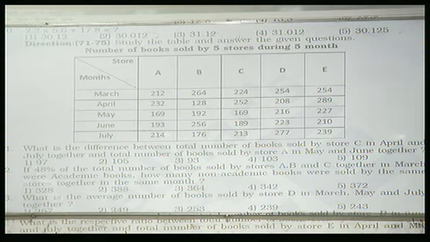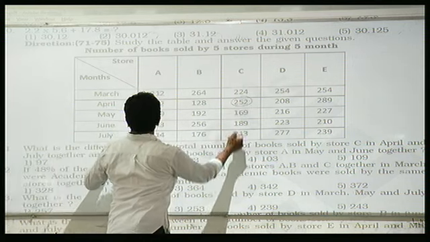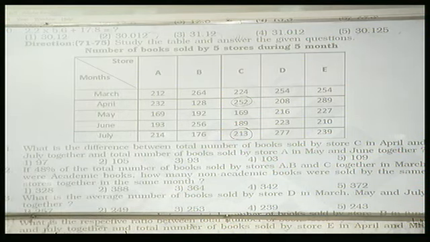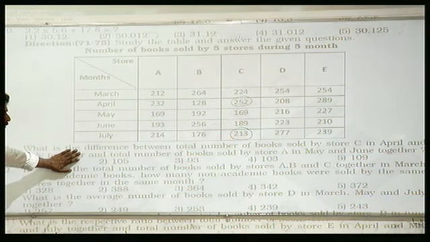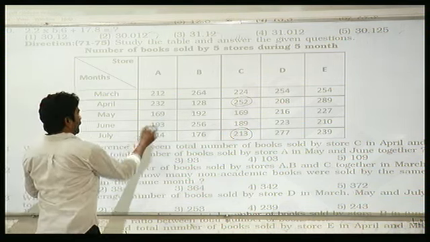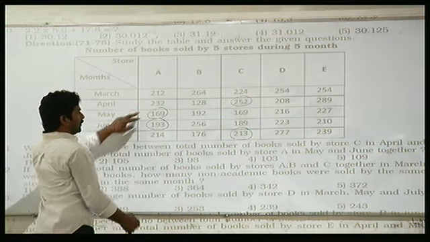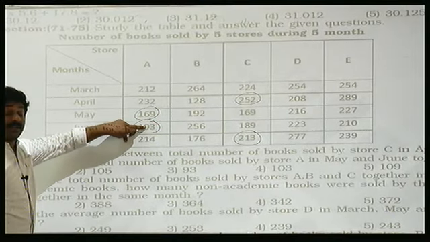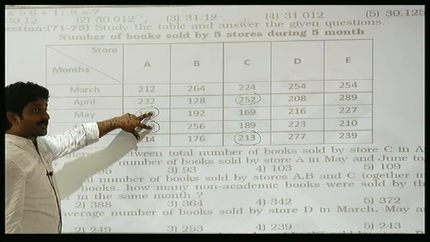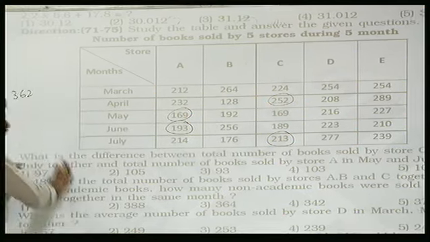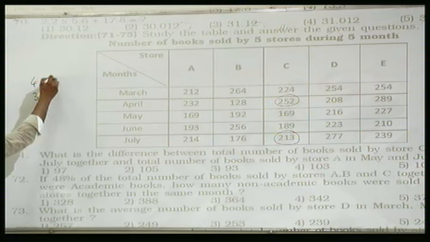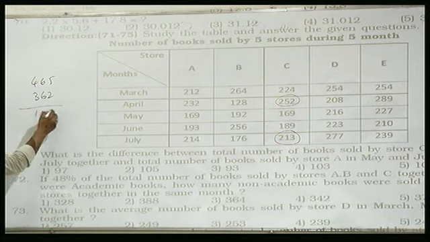Right. So you asked about difference between number of books sold by C in April and July. Is this the same that we have discussed yesterday? Okay. And total number of books sold by store A in May and June. How much is the sum? 100, 100, 200, 60, 90, 150, 350, plus 12, 362. And then here, 465. How much is difference? 103.